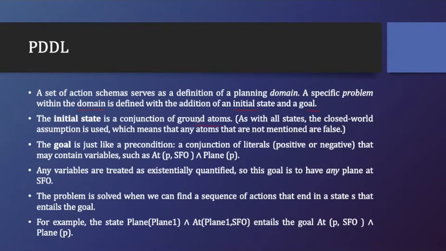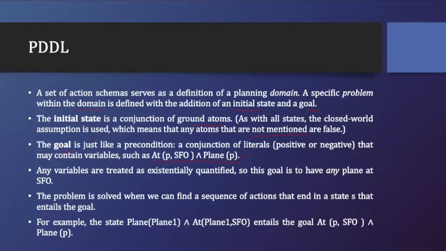Ground atoms means variable-less propositional logic or first order logic will apply there, and we should define the initial state. In this initial state, if we do not mention anything, it means that condition is false. What is my goal? Goal is just like a precondition. So it is a conjunction of literals, positive or negative, that may contain variables such as this: at P SFO, it means that the plane is in San Francisco airport and P is a plane. So in that way, we can define the goal.